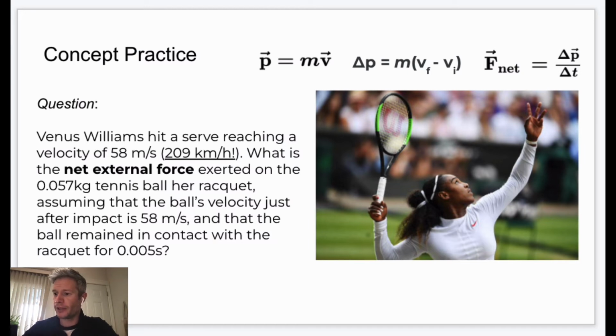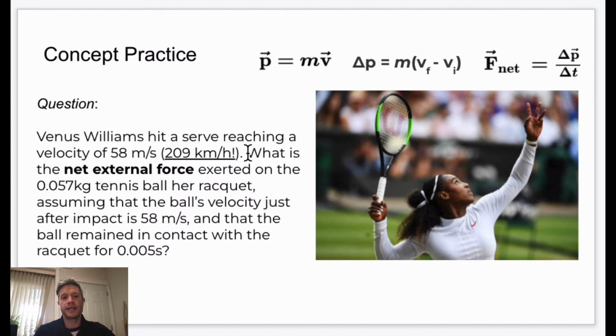But here we go. Okay, so in this practice question, we have Venus Williams hits a serve reaching a velocity of 209 kilometers an hour. This is a real serve that she's done in a Grand Slam event. And so that converts, I figured it out, to 58 meters per second. So impressive. The athleticism, unreal.